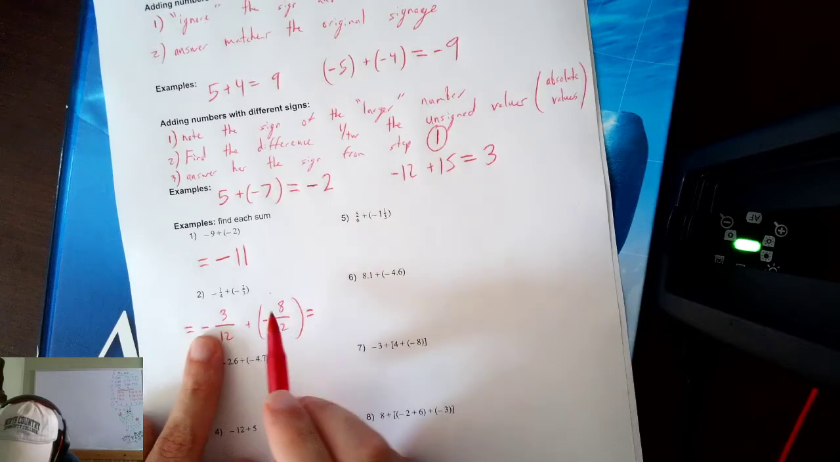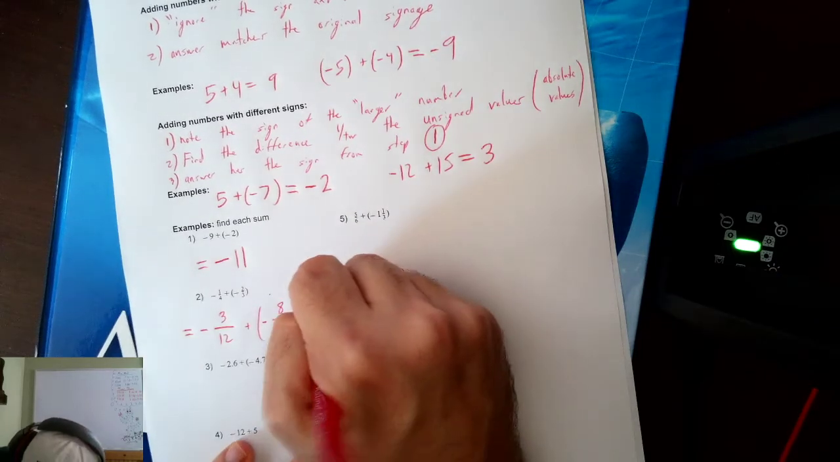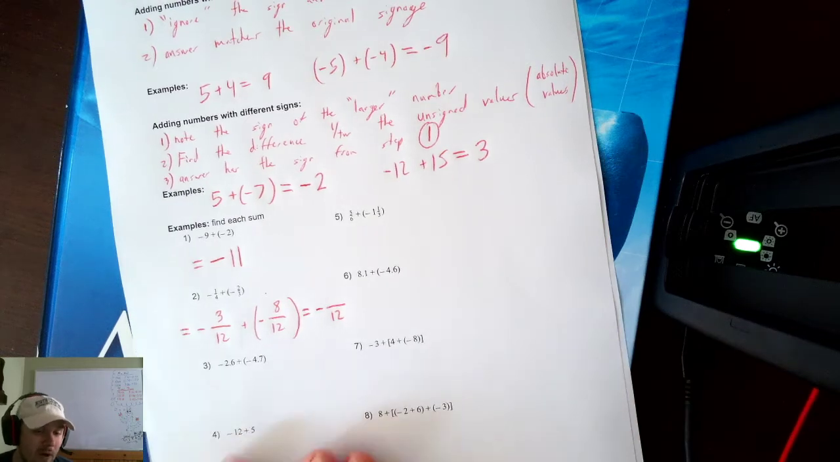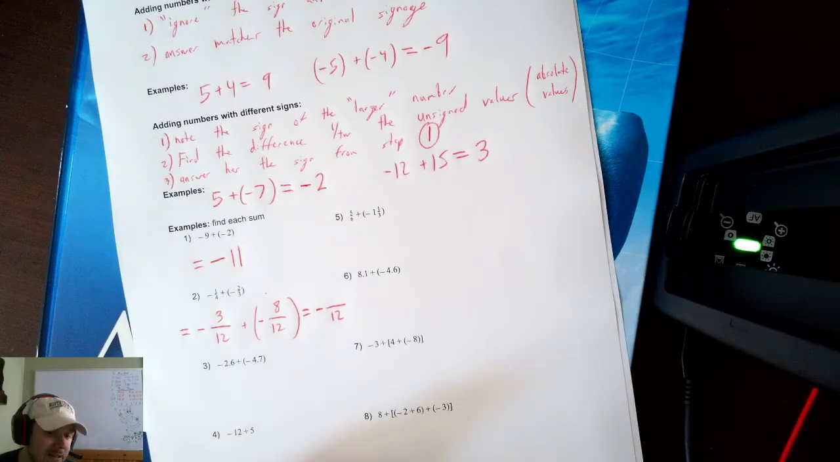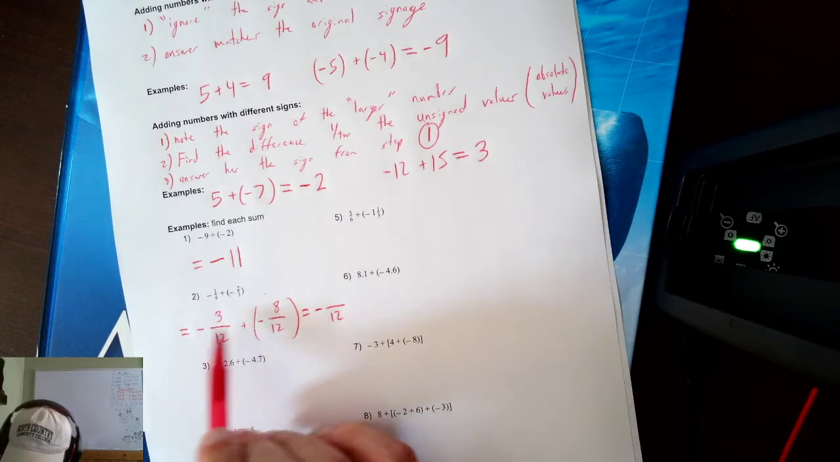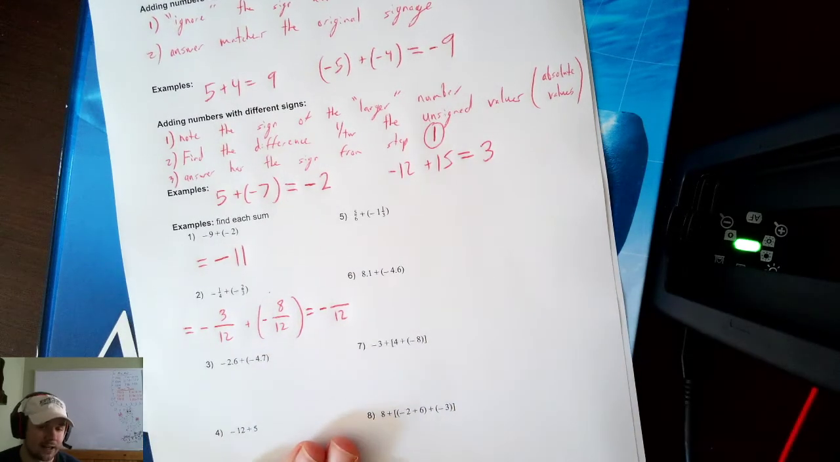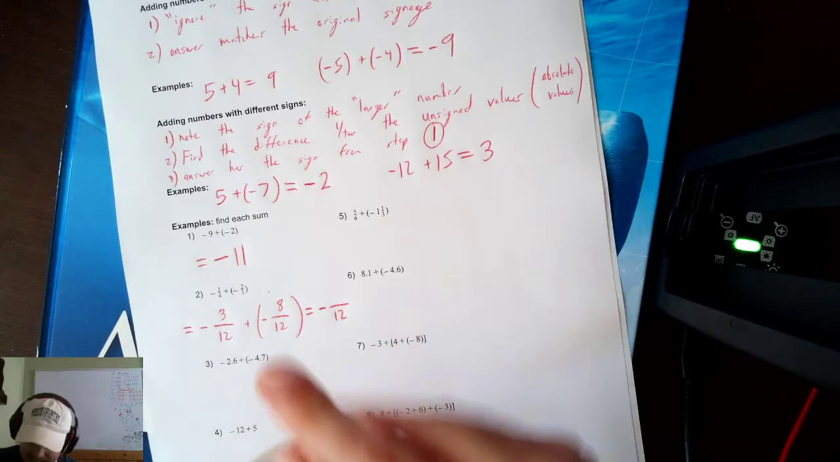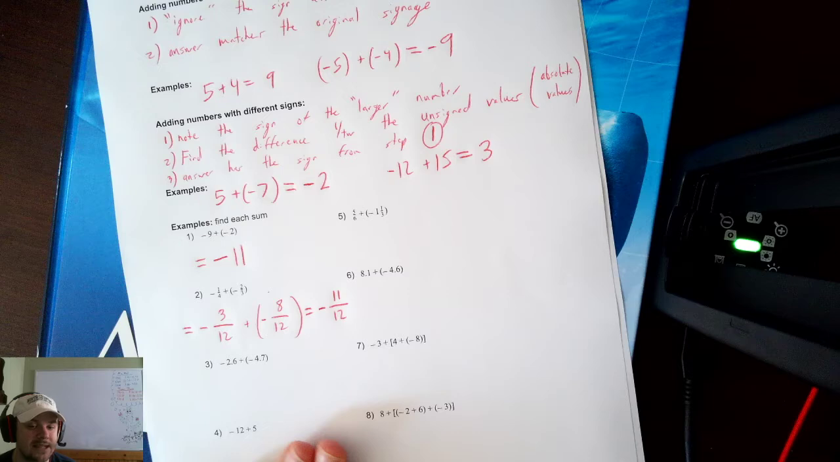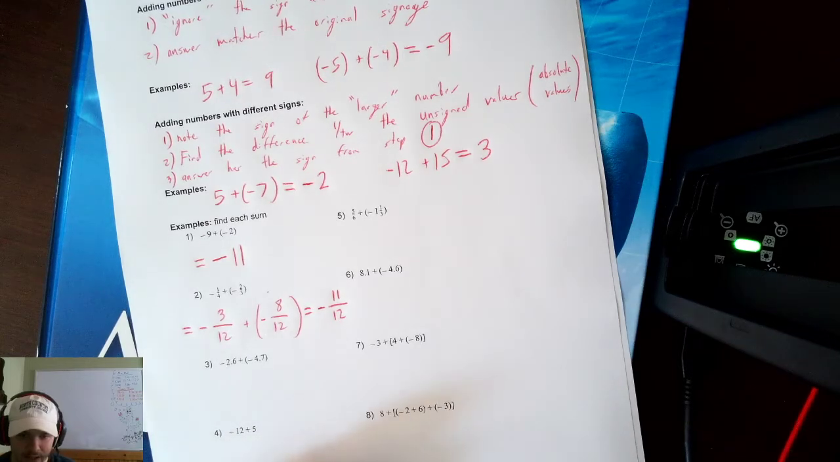Now, negative plus negative is negative. And I know the denominator is going to be 12. How did I know it was going to be 12? Well, because the denominator doesn't change when you add fractions. Now, since they have the same sign, I'm just going to combine the numbers. What is 3 plus 8? Well, that's 11. Since they have the same sign, I just combine them. So I get negative 11/12 for my answer.